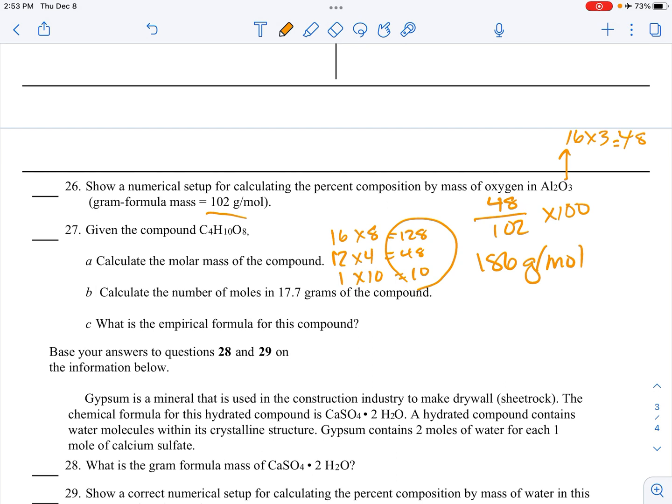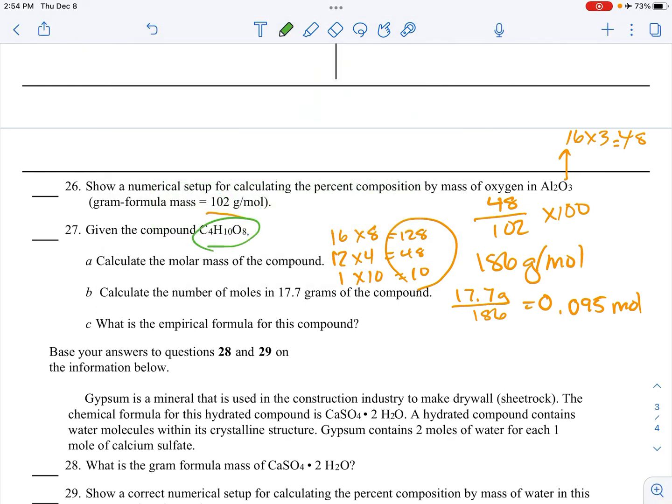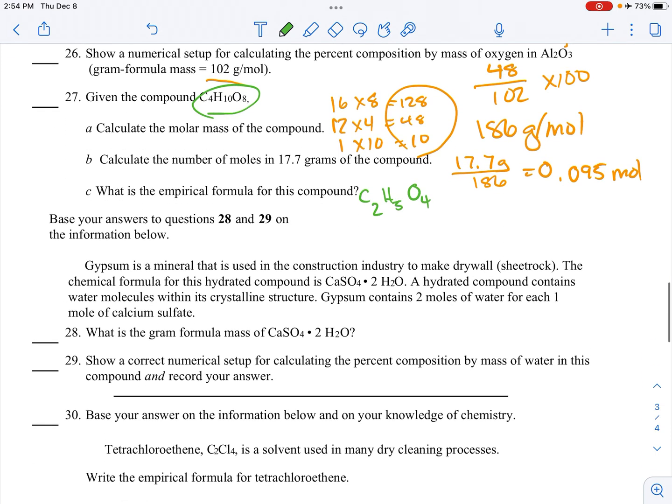Then it says calculate the number of moles in 17.7 grams. So grams to moles, we divide by GFM. 17.7 grams divided by 186. Didn't say anything about sig figs, so I'm going to go with 0.095, and this is going to be moles. What is the empirical formula? So we go back up here and we make it most simplified. Looks like I can take a 2 out of everything. C2H5O4. That can't go any further. You got to read that.